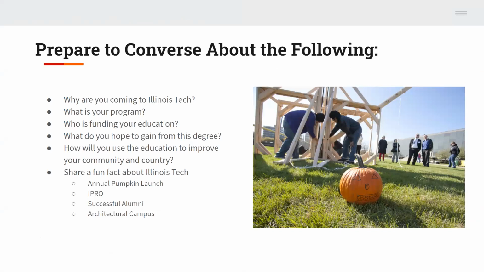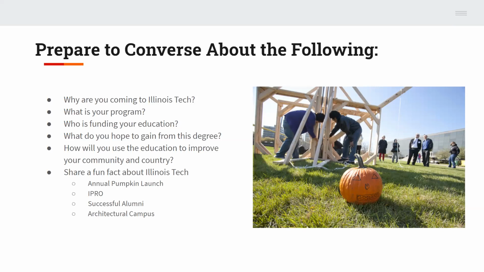This is so important. Remember that you are preparing yourself to converse, not just sit there and wait for questions to be given to you, but you should be able to answer these questions without trying to figure out what the answer is. The questions that might be commonly asked of you are: Why are you coming to Illinois Tech? What is your program? Who is funding your education? What do you hope to gain from this degree? How will you use your education to improve your community and country? Share a fun fact about Illinois Tech. I think these are just some of the things that you need to have in your repertoire.